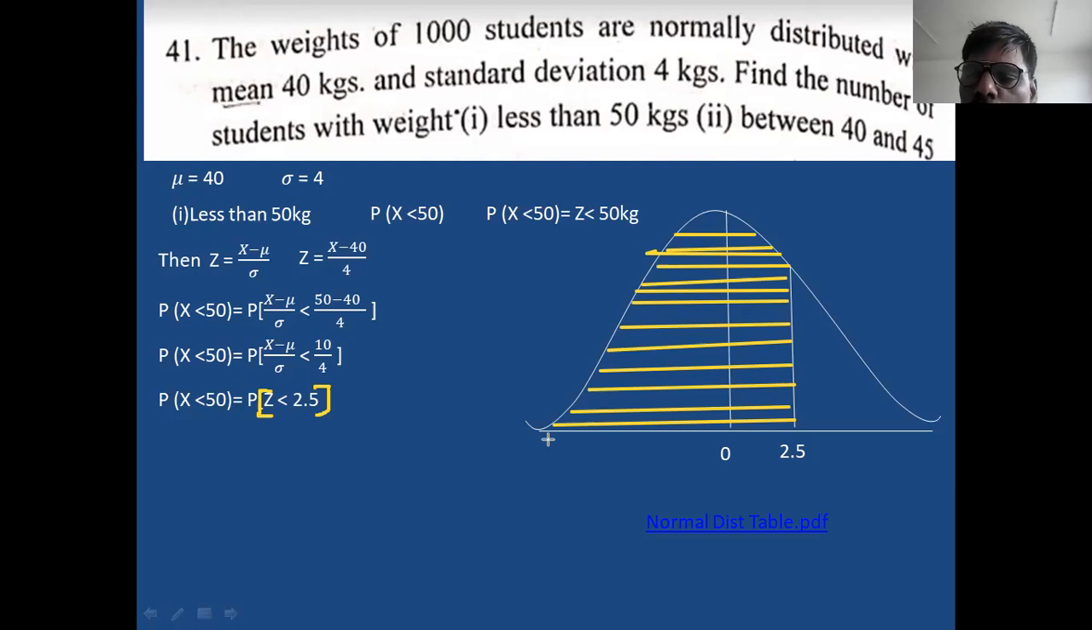So you have to write it in a descriptive way. You see here, what is the area covered? The area is from 0 to 2.5 and 0 to minus infinity. There are two areas. Okay, clear?